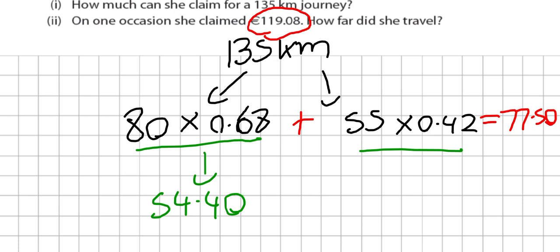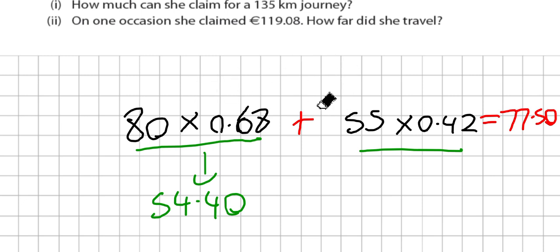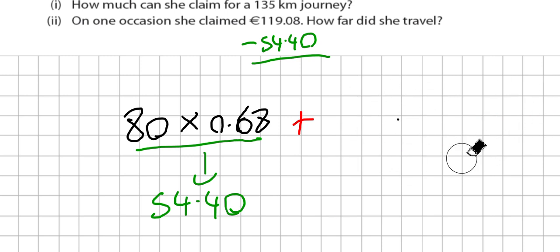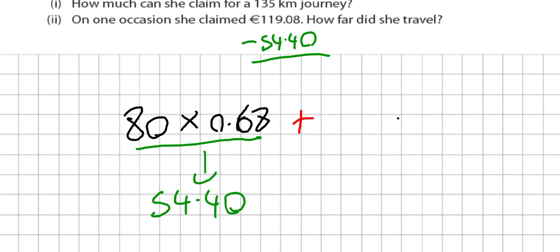Okay. So here's what I want you to do. I want you to get your €119 and 8 cents, and take away €54 and 40 cents. What do you get when you do that? 64.68. That's the amount of money you spent for going more than 80 kilometers.